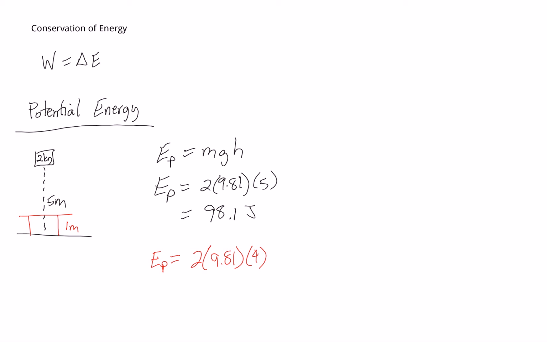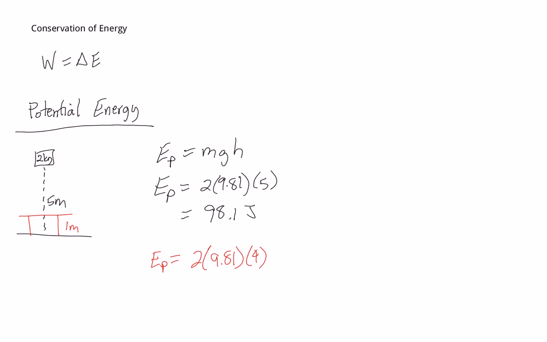Because our numbers change as we go, you can see that as the object falls, our height gets less and less, therefore we have less and less potential energy as it falls. So for something right at the ground, with a height of 0, our potential energy would be 0, because mass times 9.81 times 0 gives us 0.